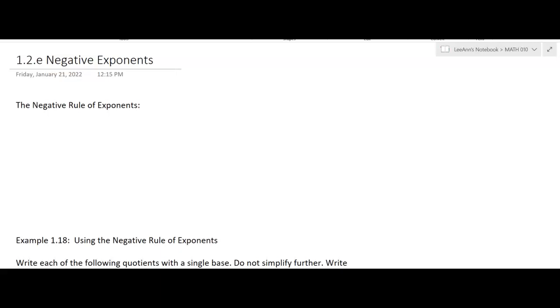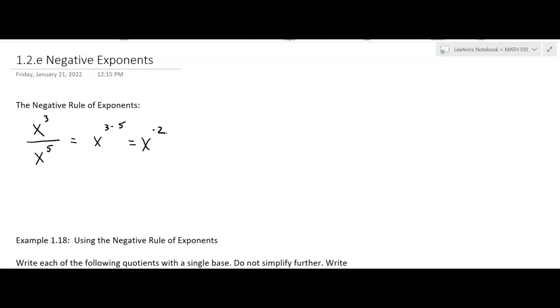Okay, so what happens if you have a negative exponent? We haven't seen that before. All right, let's say you have something like x to the third over x to the fifth. Well, the rule for quotients says that's equal to x to the 3 minus 5, right? Well, what's 3 minus 5? Negative 2. Okay, so keep that in mind.